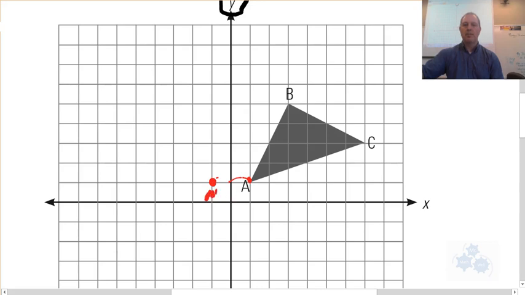See that? And then C, if you look at this horizontal line right here, that's the horizontal line that C is on. And it is 1, 2, 3, 4, 5, 6, 7 units this way. So I need to go 1, 2, 3, 4, 5, 6, 7 this way. So now I have C prime. Do the same thing for B, and then you can just connect the dots.